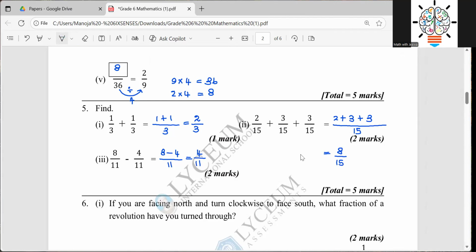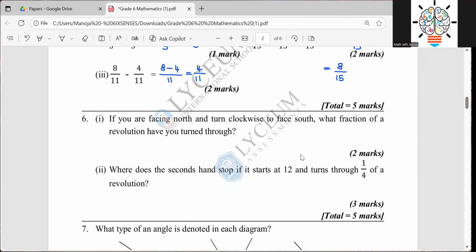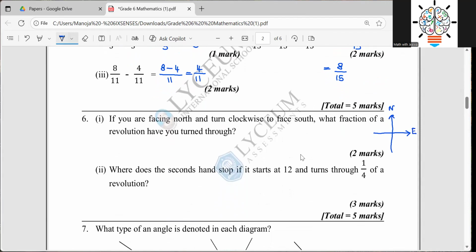These are not difficult questions, children, by the way. If you are facing north and turn clockwise to face south, what fraction of a revolution have you turned through? Now first of all you want to have the directions. Here you can see this is the north direction. Then you have east. Then here you have south and here you have west. Okay. Now you were looking at the north direction. You were here. Now you have turned clockwise, right? Clockwise. Now you are facing the south direction.